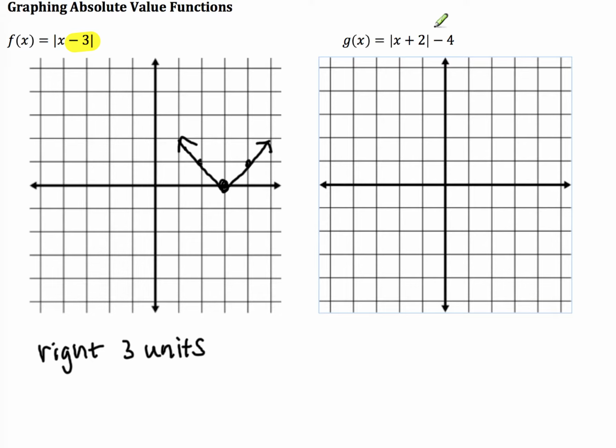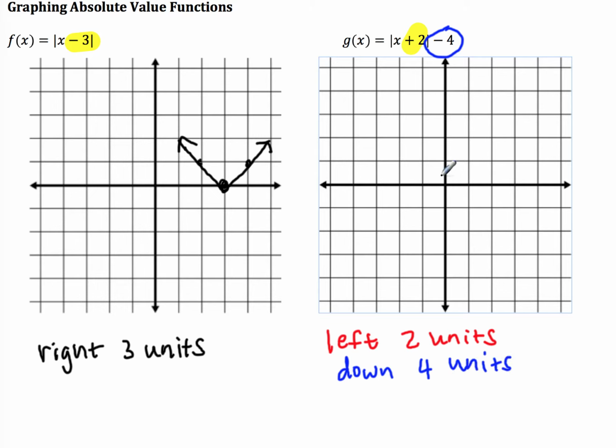Now the plus 2 here, the plus 2 will move it to the left 2 units. But the minus 4 here is going to move it down 4 units. So I start at 0, 0, and I move left 2 units and down 1, 2, 3, 4 units and graph my absolute value. All right, we have 2 more, or just 1 more.